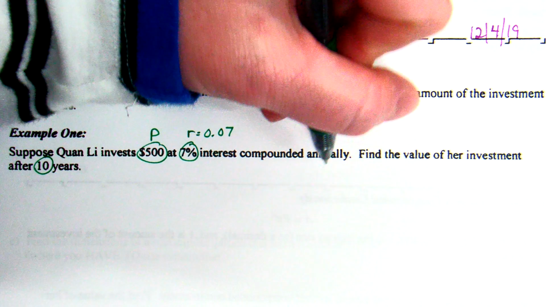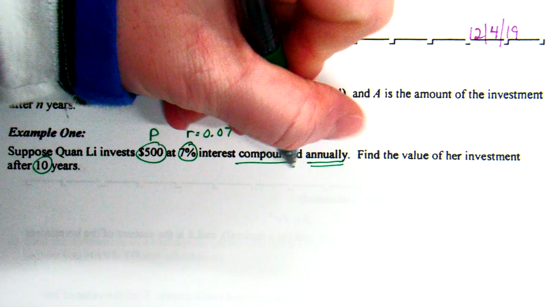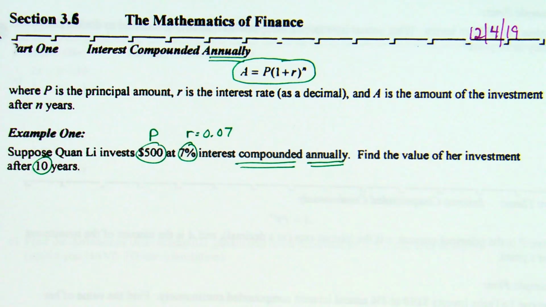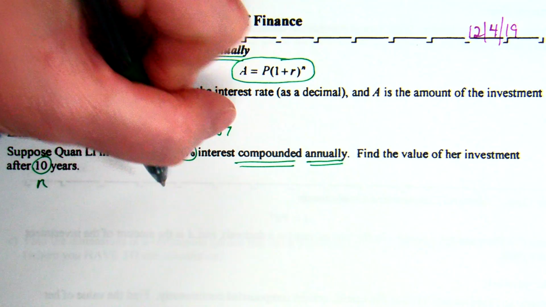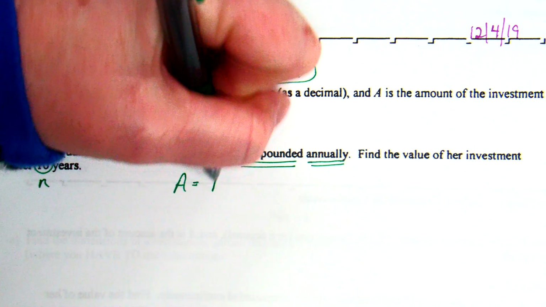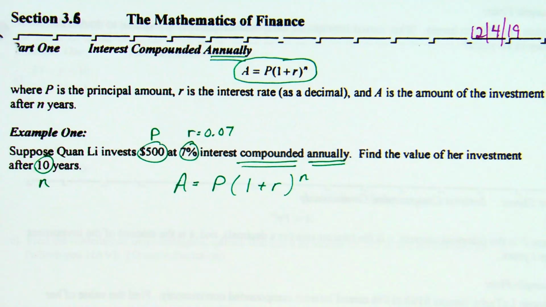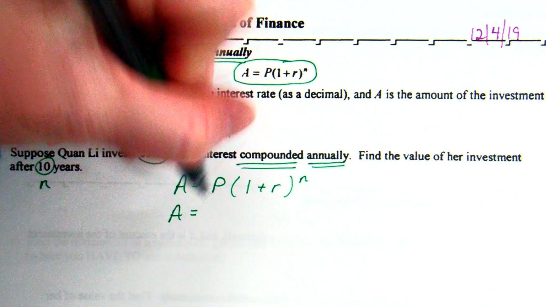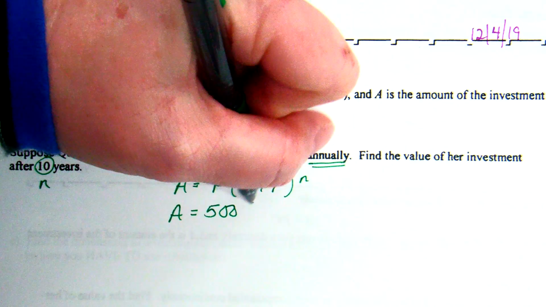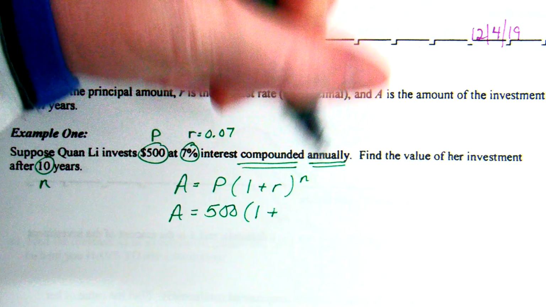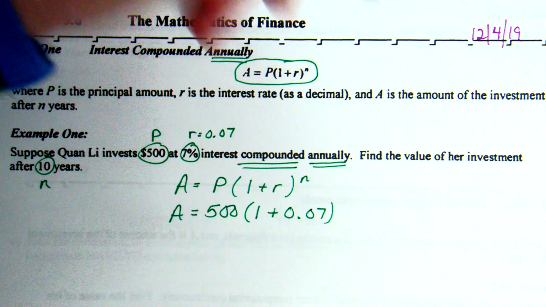Okay. It does say compounded annually, which verifies that we can use our formula just for compounded annually. 10 years means N is 10, right? So because it said compounded annually, I'm using A equals P times 1 plus R to the N. Fill it in. Needless to say, I'd expect to see this kind of work on your paper. So P we said is 500.